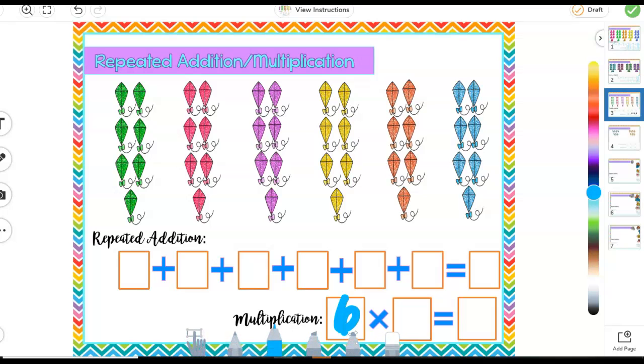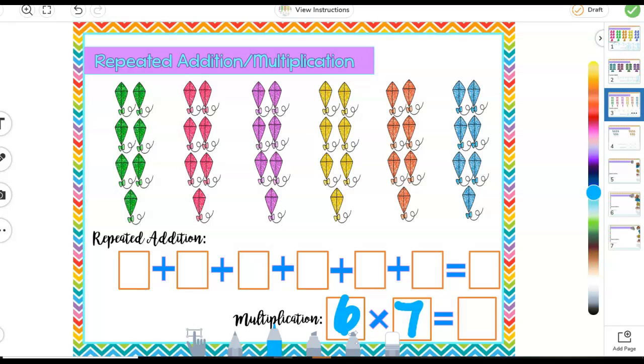Lime green, pink, purple, that's 3. Yellow is 4. Orange is 5. Blue is 6. Okay? Now my second factor is how many are in each group. So now I need to look at the kites in one group and count them up. How many do you see in one group? 7 again. 6 times 7. So that means 6 groups of 7.